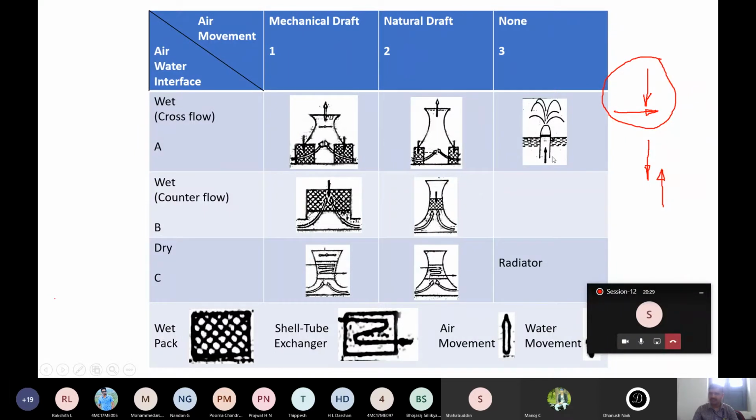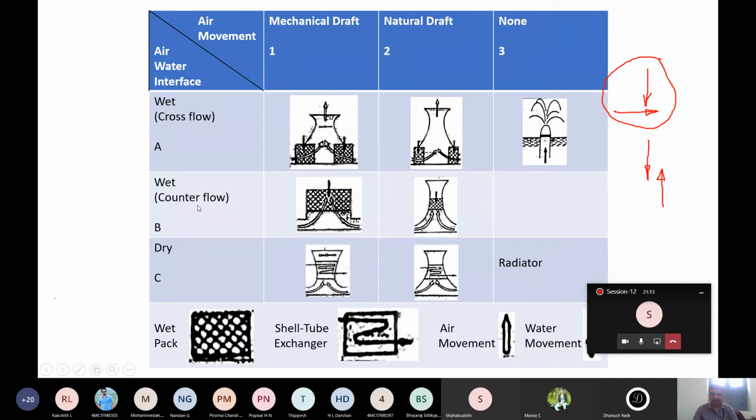This is another possible solution where you are allowing hot water to flow through a nozzle. Water will flow like a fountain, then it will get mixed with atmospheric air and heat transfer takes place from the water to atmospheric air. Because of that, water will get cooled. This is another solution. Next, again here it is also called cross flow. You can see the direction of water movement and the atmospheric air. By considering that, it is also a cross flow.